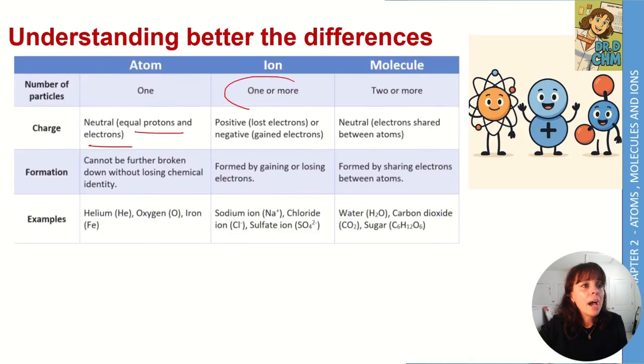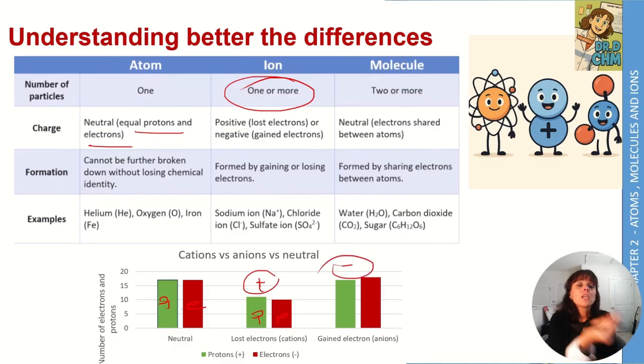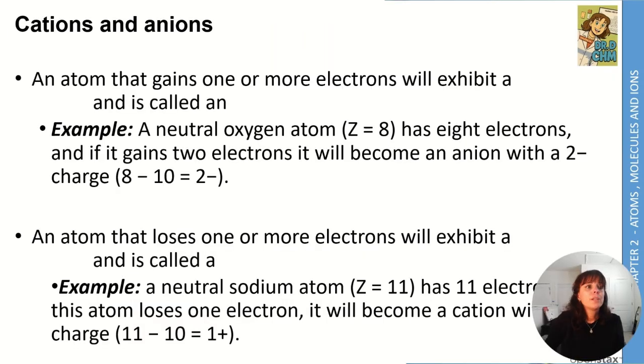Charge: neutral elements have equal protons and electrons. If I have an ion, let's put the graphic over here. See, I drew the graphic for you just to see it. Protons and electrons are the same. Now I have more protons, so I have cations, it's more positive. And here I have more electrons, it's negative. Okay? So how do they form ions? By losing or gaining electrons. This is how they do it.